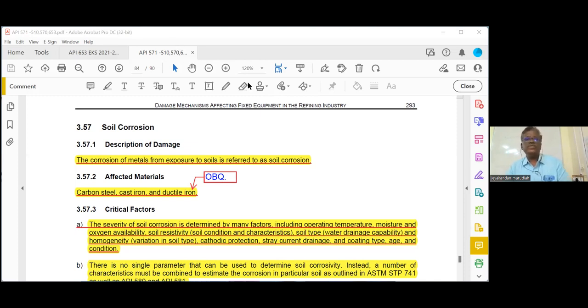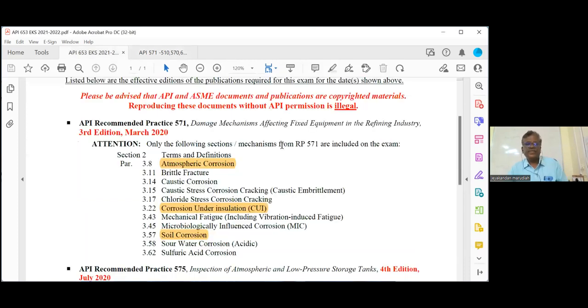Right. So yesterday we completed atmospheric corrosion and corrosion under insulation. So the third one, which is the external corrosion, is the soil corrosion. So we will start soil corrosion today.